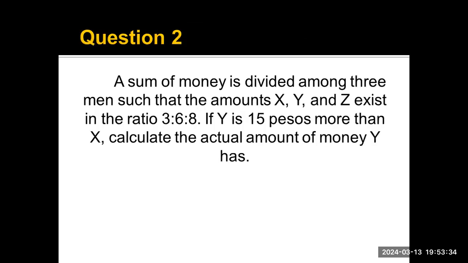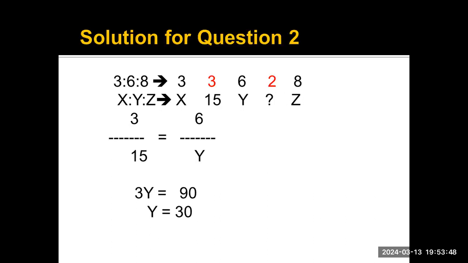Question number 2. A sum of money is divided among 3 men such that amounts x, y, and z exist in the ratio 3 is to 6 is to 8. If y is 15 pesos more than x, calculate the actual amount of money y has. So this is my solution. Notice the ratio given by the problem, that is 3 is to 6 is to 8, right?